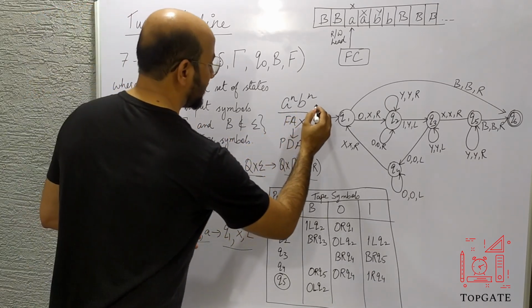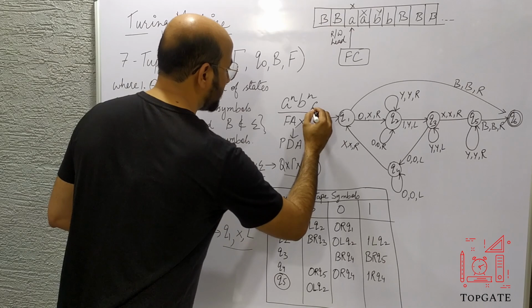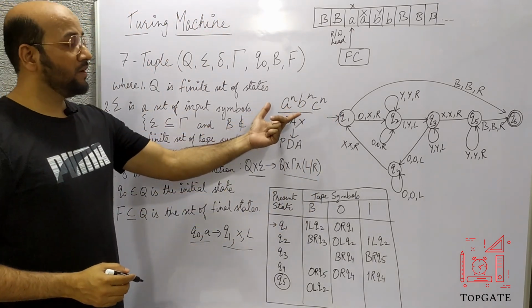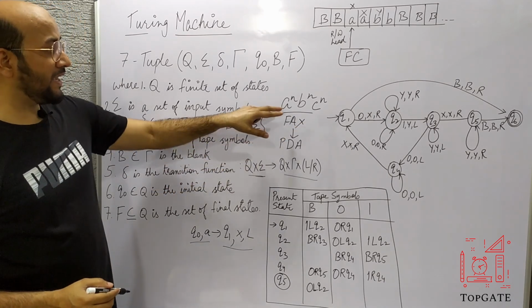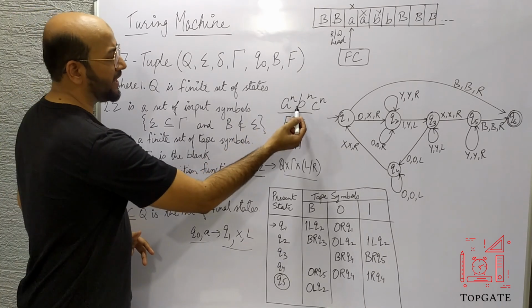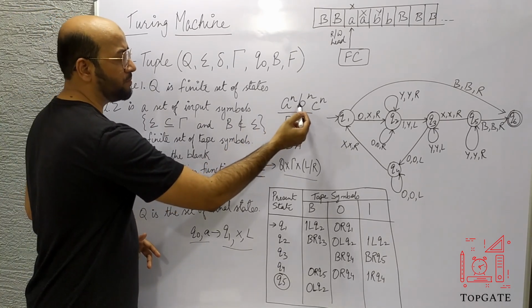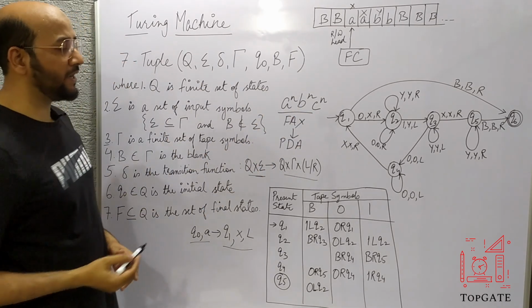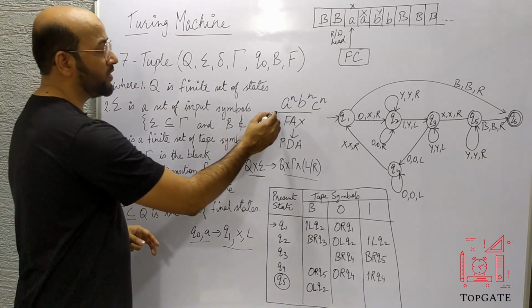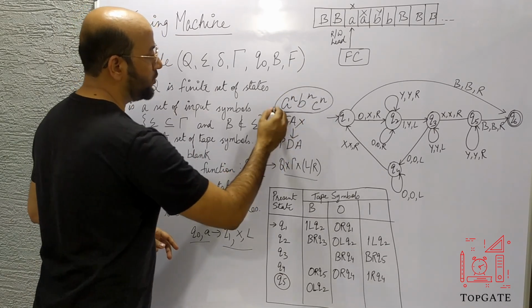But whenever more than one comparison has to be done, the PDA is not able to do that. Suppose I give you a language A to the power n, B to the power n, C to the power n. In this one we have certain comparisons that need to be done, that is A has to be compared with B, B has to be compared with C, or you can say B has to be compared with A, or C has to be compared with B, and C has to be compared with A. So more than one comparison has to be done in this one, and for this the PDA is not capable of doing that.